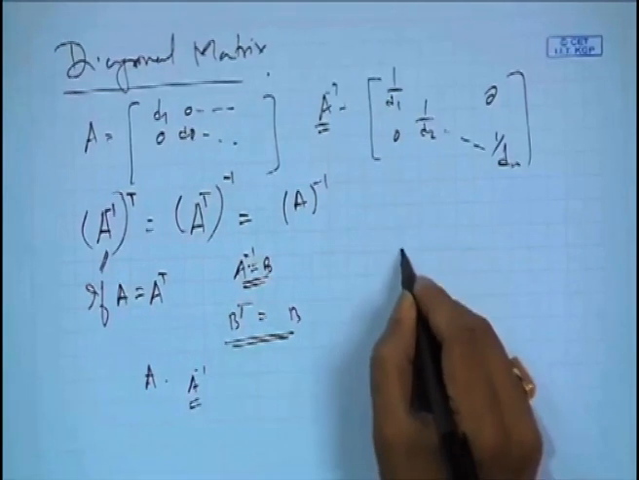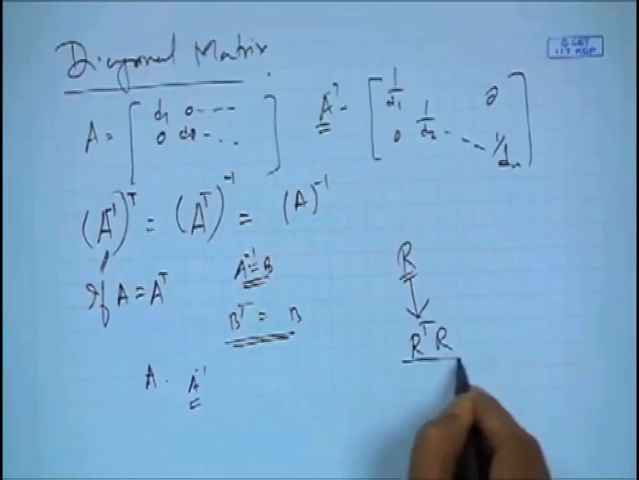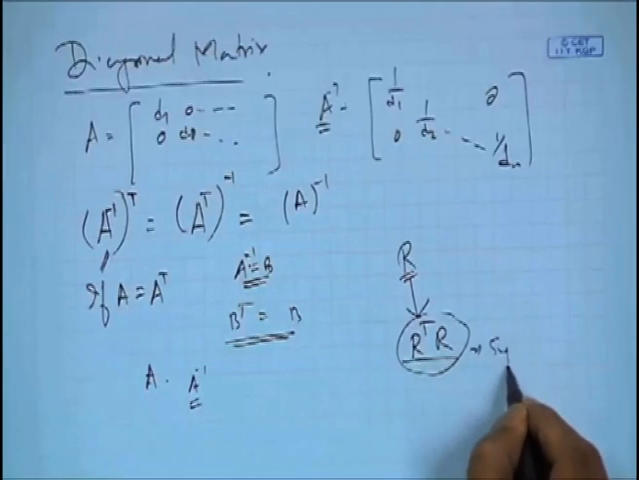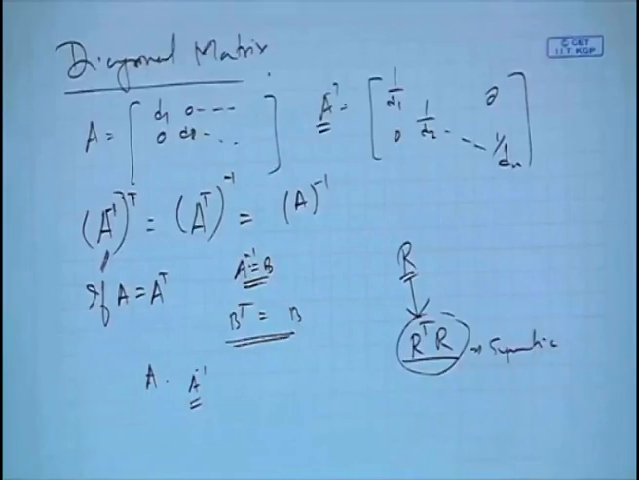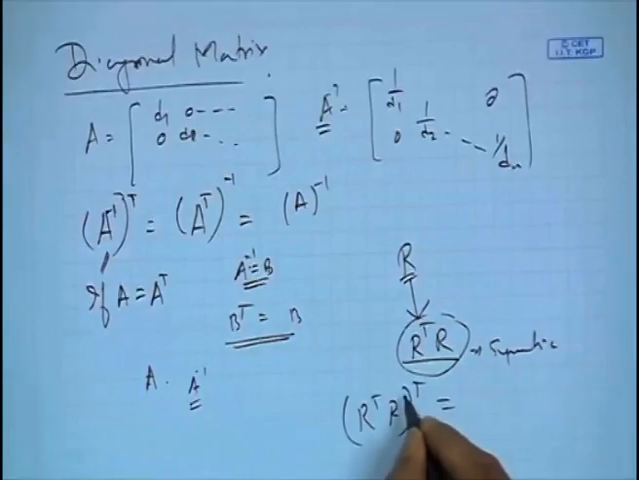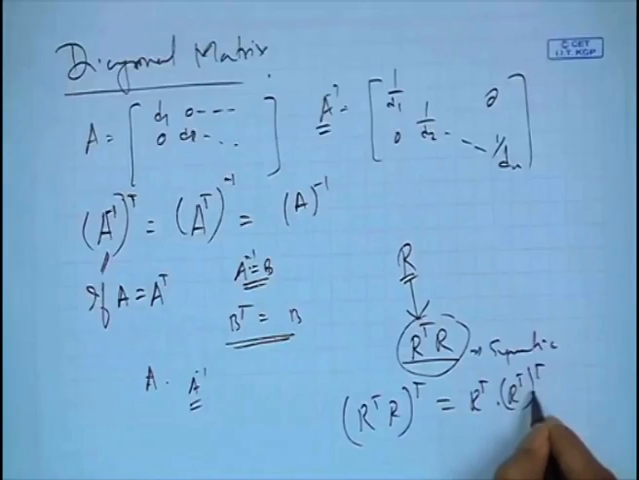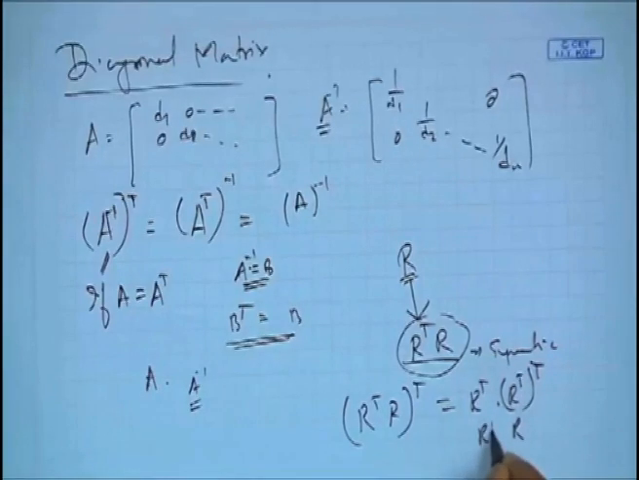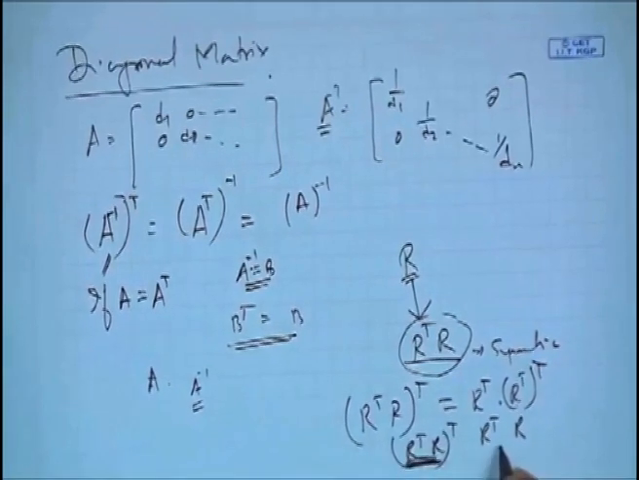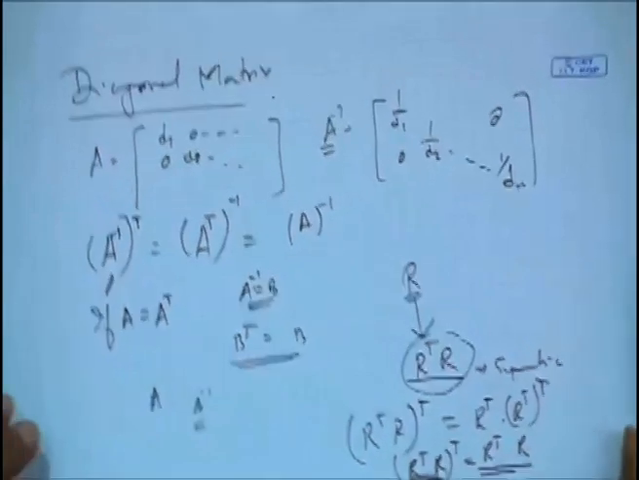For a rectangular matrix R, let's say we have R transpose times R. This is a square matrix and a symmetric matrix, right? Because it is clear: if I take the transpose of R transpose times R, what do I get? R transpose times R transpose transpose, and R transpose transpose is basically R. So (R transpose R) whole transpose is equal to R transpose R. So basically that is a symmetric matrix, not a problem.